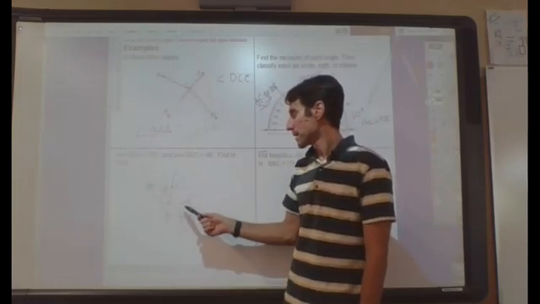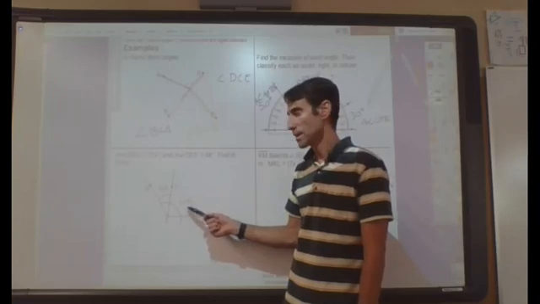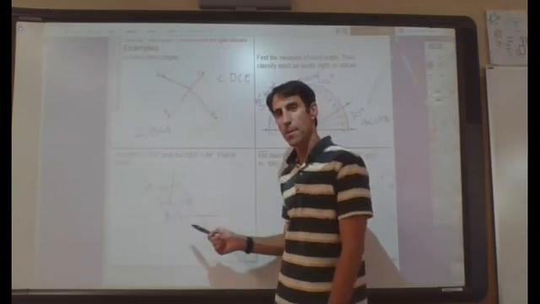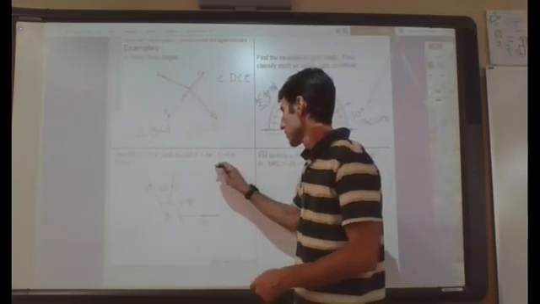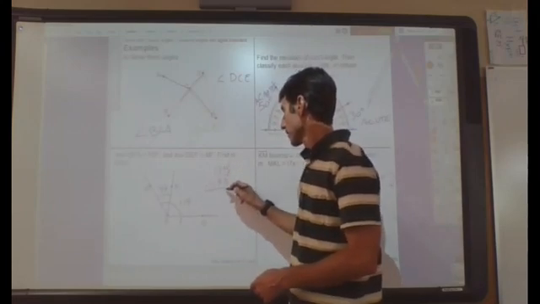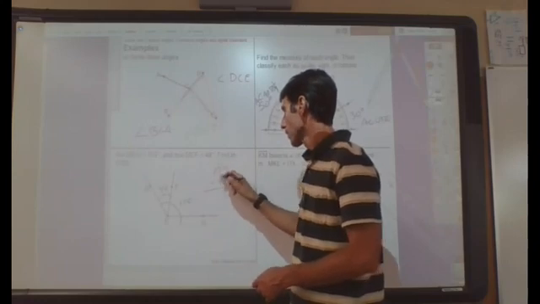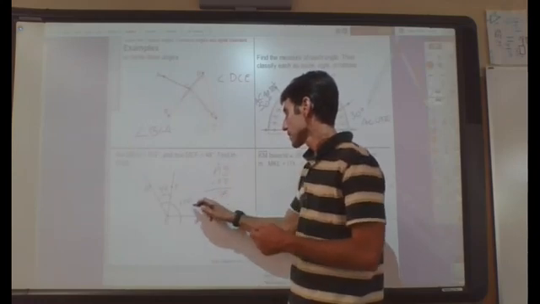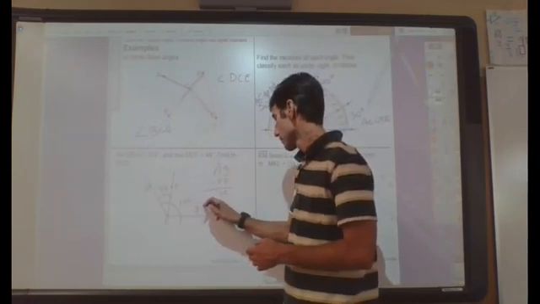Therefore, if I take 115 and subtract 40, I'll figure out the remaining angle. Great. So I have 115 minus 40. Well, I have to borrow, so that would be 7. So this has to be 75 degrees.